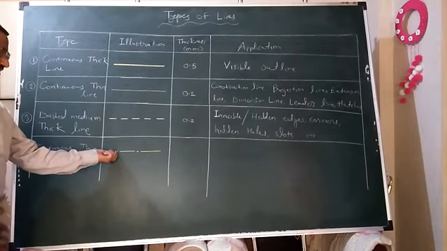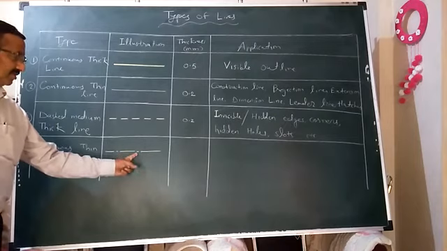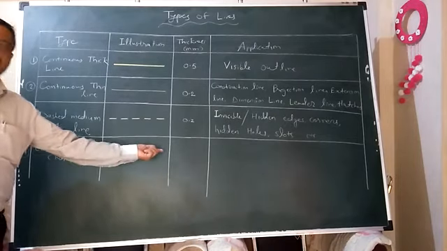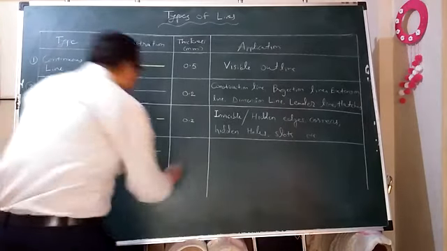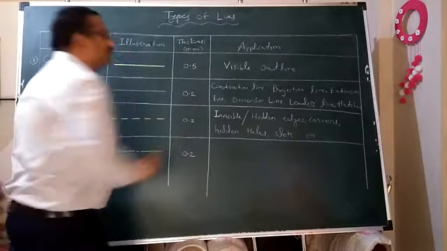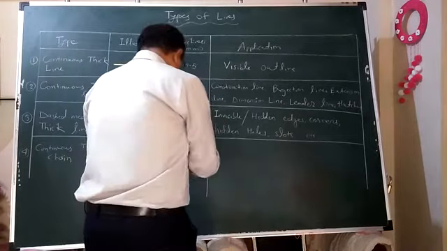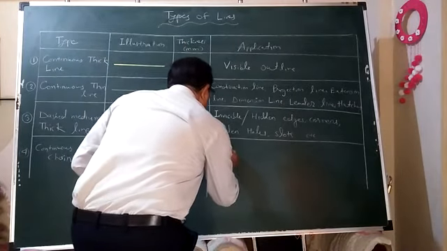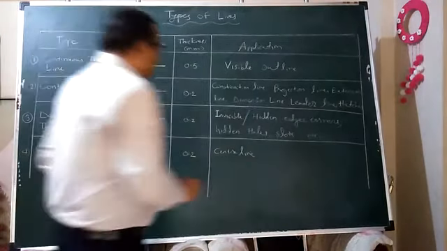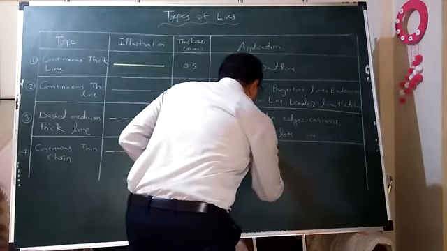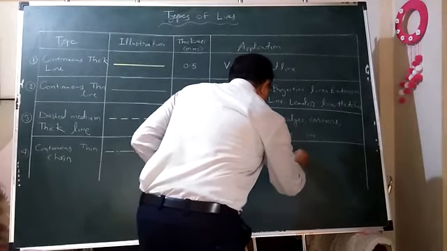Long dash, small space, small dash, small space, again long dash, small space, small dash. It's not a dot, it is a dash. Again small space, long dash. Okay, such a line is called a continuous thin chain. It again carries the same thickness, 0.2 mm. Okay, this is used for showing the center line of the object, or locus line. Locus line, center line and locus line.